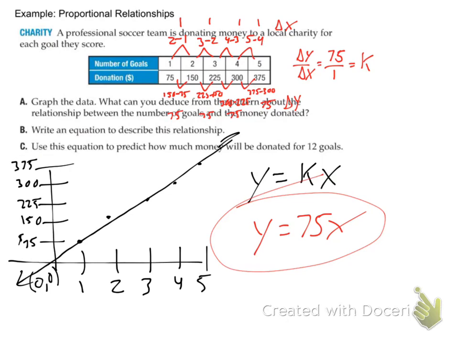Four or five games into the season, they finally hit their 12th goal. How much money are they going to donate, guys? Wasn't that y equals 75 times 12? And what's 75 times 12? 900? $900 they will donate. So they will donate $900 for the season so far, if they get 12 goals.